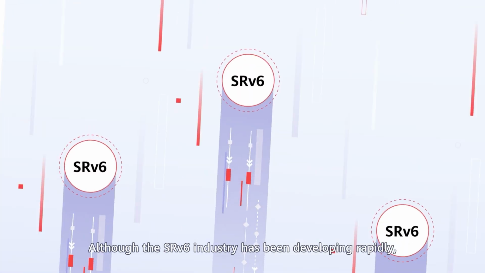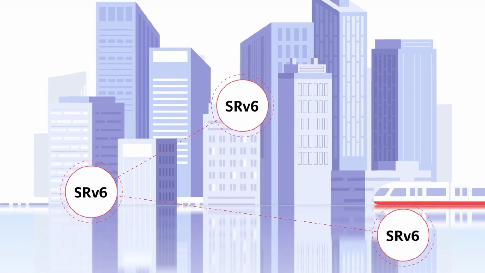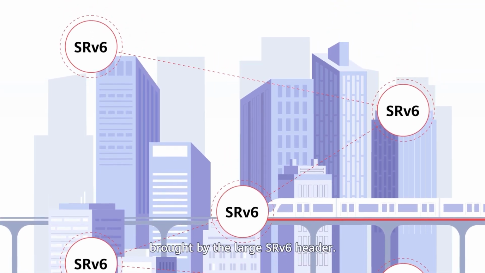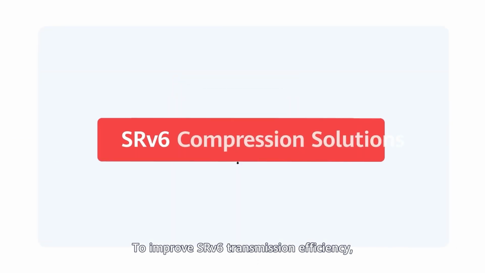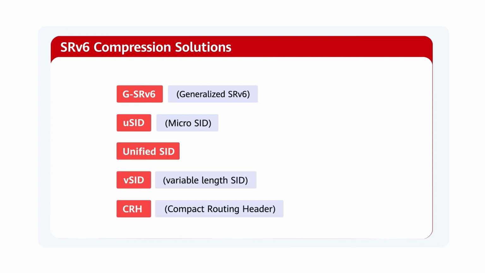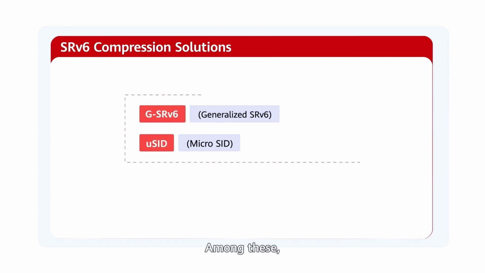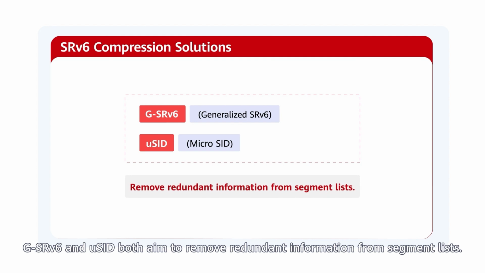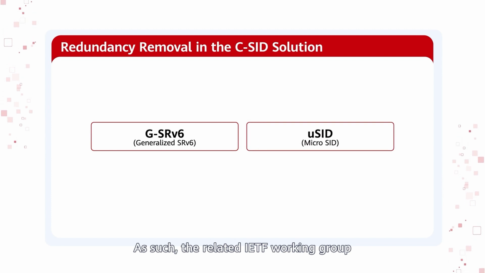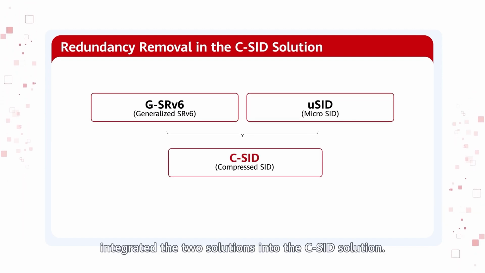Although the SRv6 industry has been developing rapidly, concerns remain about the transmission overhead brought by the large SRv6 header. To improve SRv6 transmission efficiency, multiple SRv6 compression solutions emerged in the industry around 2019. Among these, SRv6 and C-SID both aim to remove redundant information from segment lists. As such, the related IETF working group integrated the two solutions into the C-SID solution.